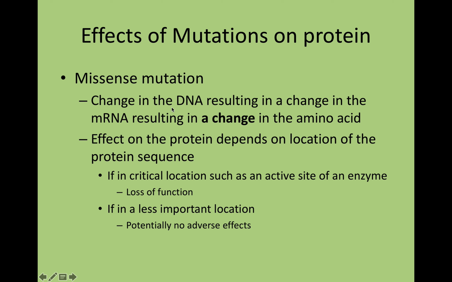A missense mutation is when we have a change in the DNA resulting in a change in the mRNA, resulting in a change in the amino acid. So here we have a different amino acid, changed from one to another. The effect of this depends on the location in the protein sequence. If it's a critical location where the amino acid is changed, say like the active site, that could lead to a loss of function of that enzyme. If it's in a less important location, there's potentially no adverse effects.